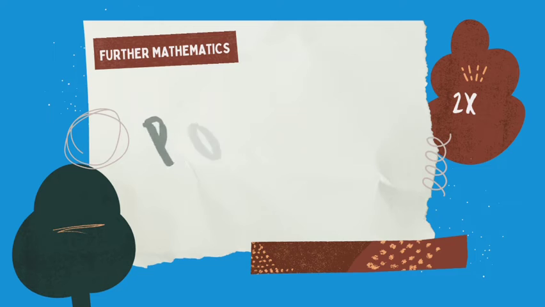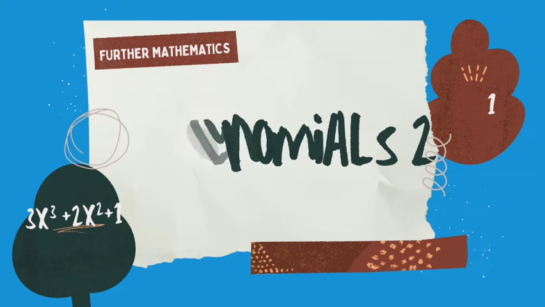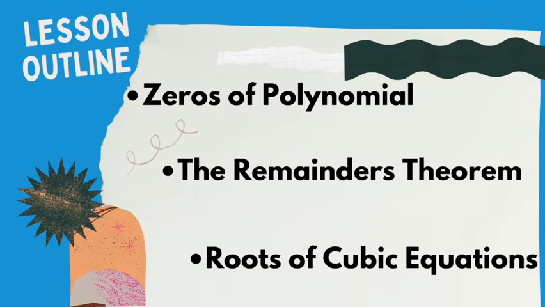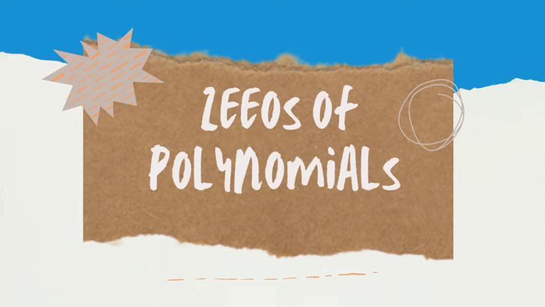In this class, we shall discuss polynomials 2, and the lesson outline for the topic are zeros of polynomial, the remainders theorem, roots of cubic equations. Now let's begin with zeros of polynomials.